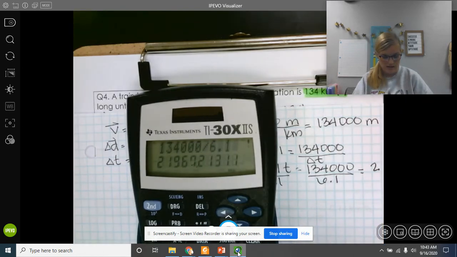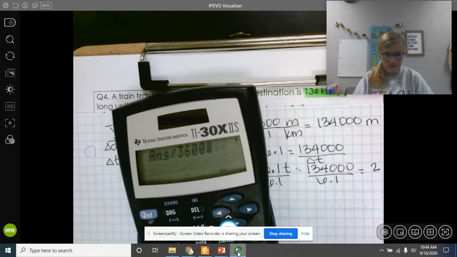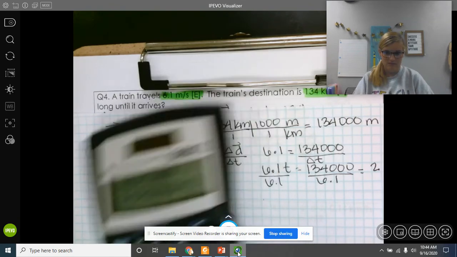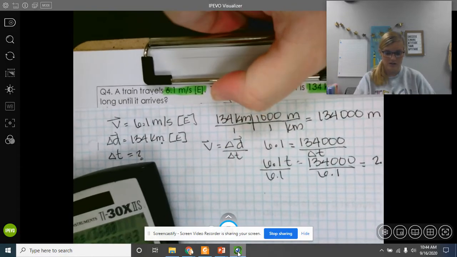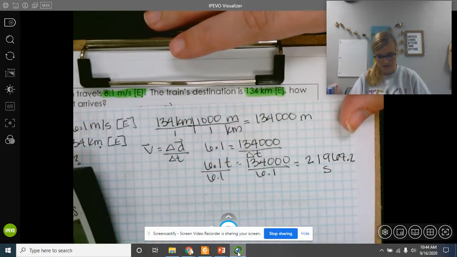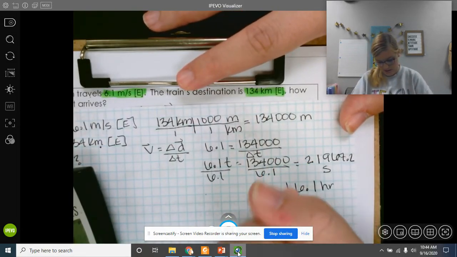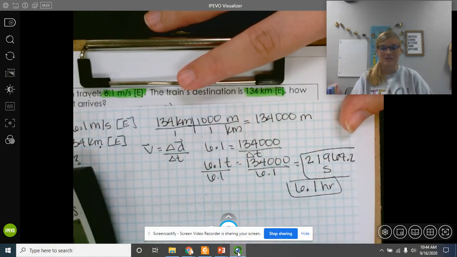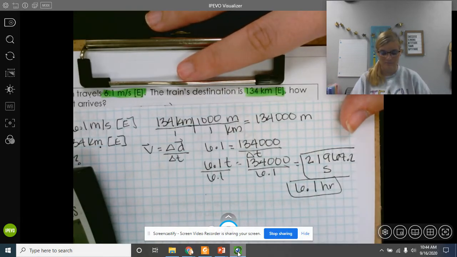So if you want to make sure that that looks right, you can divide it by your 3,600 seconds within an hour. It'll take about 6 hours to get there. So you can do it either way. The seconds looks wrong, but it doesn't ask us to do it in hours or in seconds. So 6.1 hours would be correct, or 21,967.2 seconds. Normally we wouldn't talk in seconds, so converting it to hours is friendlier.